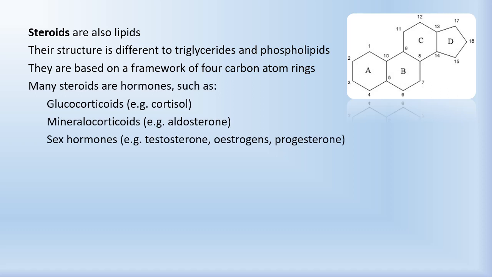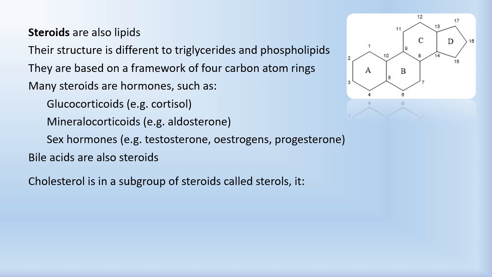Many steroids are hormones. For example, cortisol, which is a glucocorticoid, aldosterone, which is known as a mineralocorticoid, and also the precursors of the sex hormones. And all of these are produced by the adrenal cortex. Bile acids are the major component of bile, and these are also steroids.